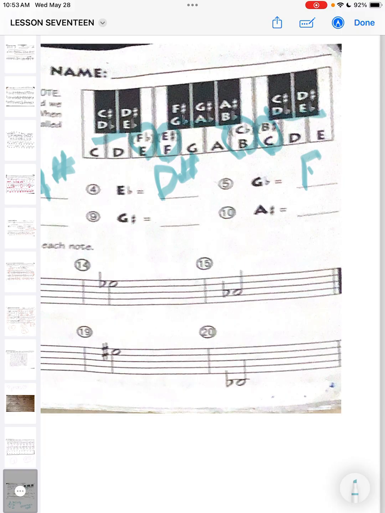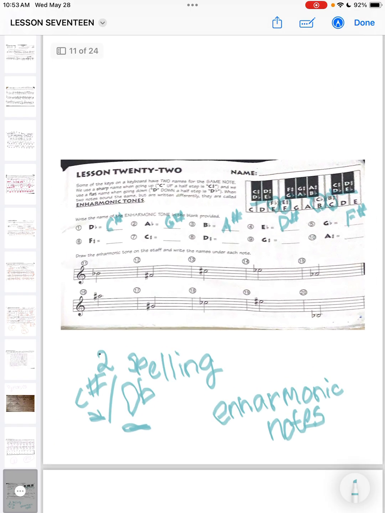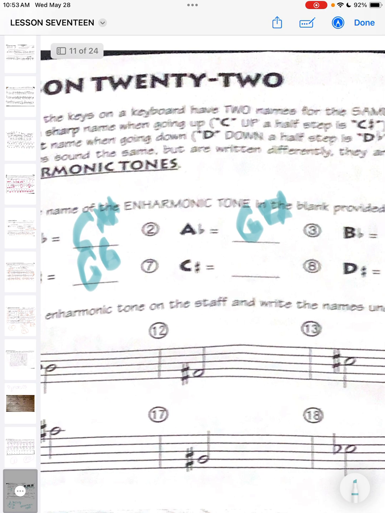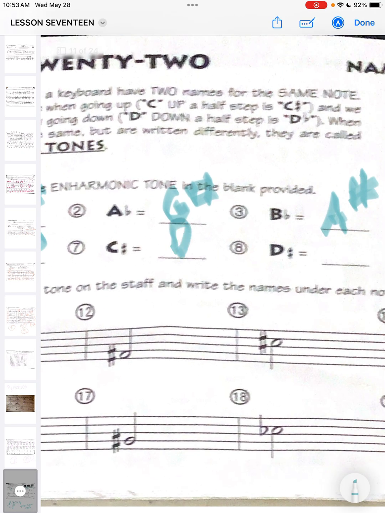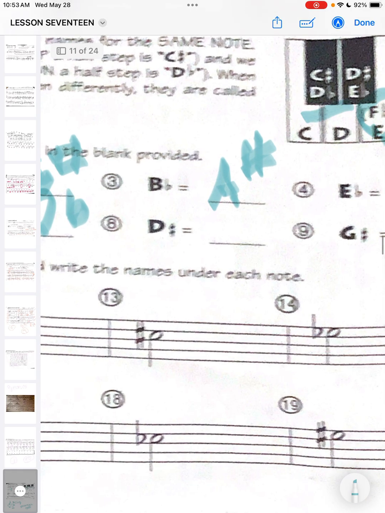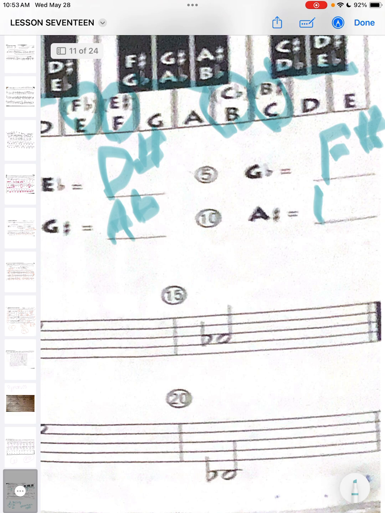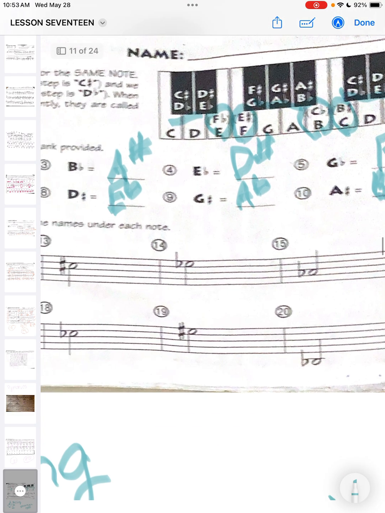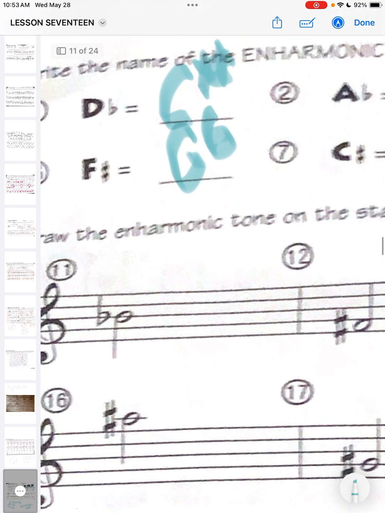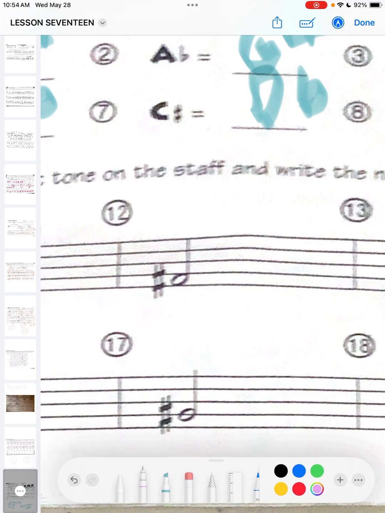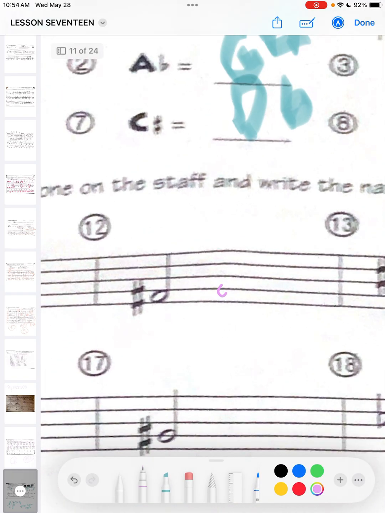So this will be F sharp for number 5. And this will be F sharp, G flat. Then you have C sharp, D flat, E flat for number 8. G sharp, A flat. Number 9, number 10, E flat, it's the same. So B flat, okay, so I'm going to use A sharp. I should have put that one much clearer. This one's going to be a G flat.